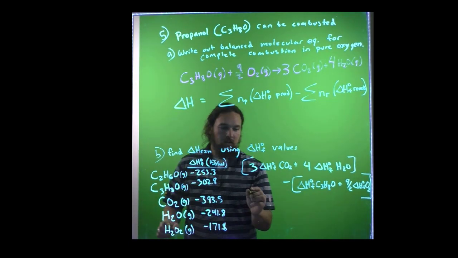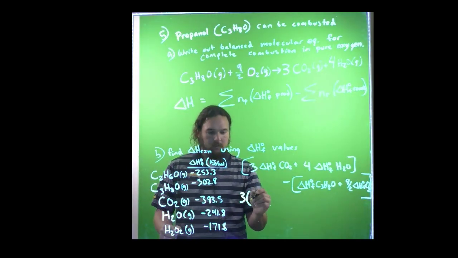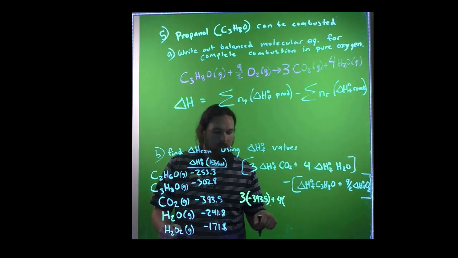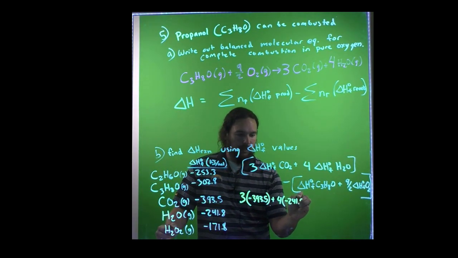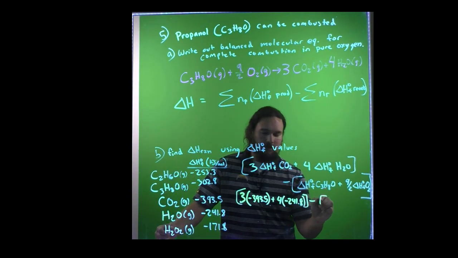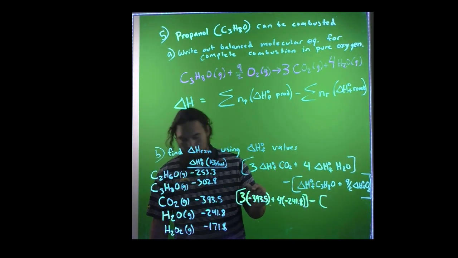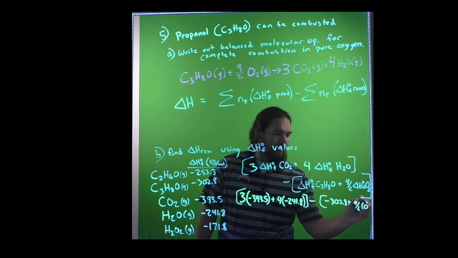We have 3 times CO2, which is negative 393.5, plus 4 times negative 241.8, minus 1 times the heat of formation of this, which is negative 302.8, plus 9/2 times 0.